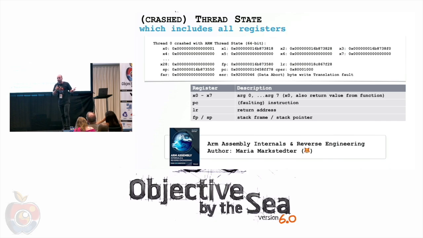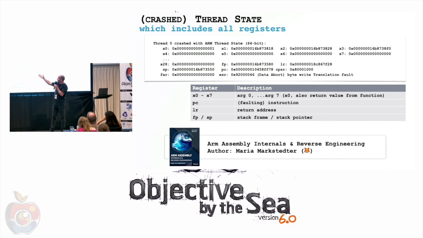The crash report also has the crashed thread state. This is the state of all the registers and their values that happened when the faulting instruction triggered the crash. And this is very useful, especially if you understand the meaning of the registers. So this is from an ARM64 system, so we're dealing with ARM registers. On Intel, obviously, the crashed thread state would include Intel-based registers. You have a wonderful book written by Maria that explains these all, but I have a table on the slide that explains some of the basics.